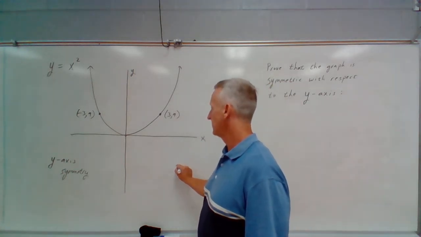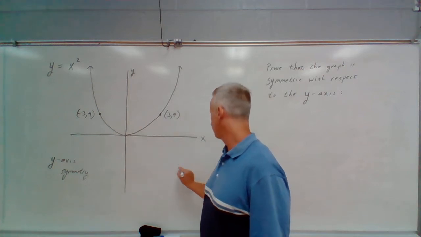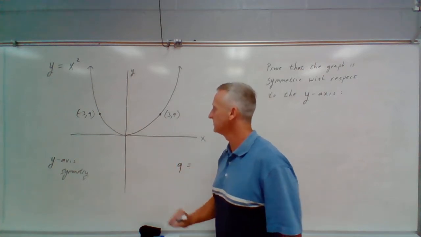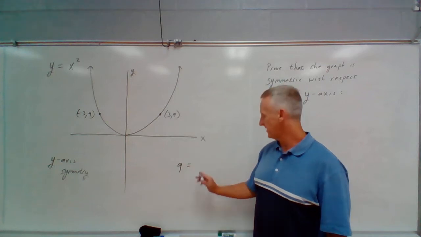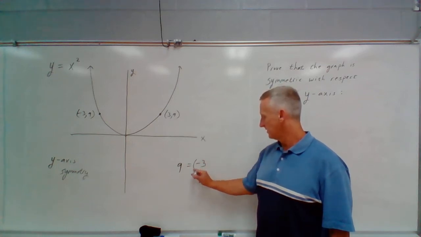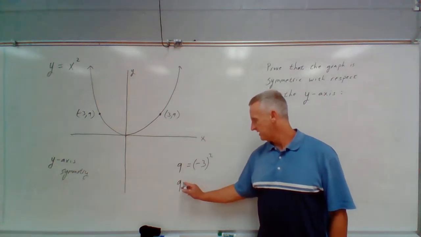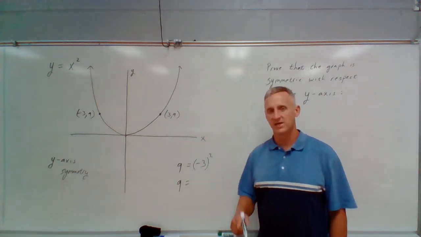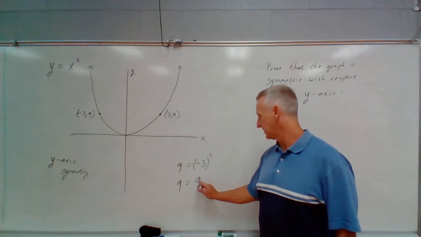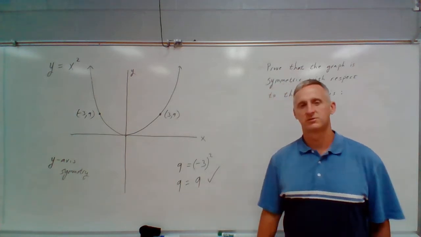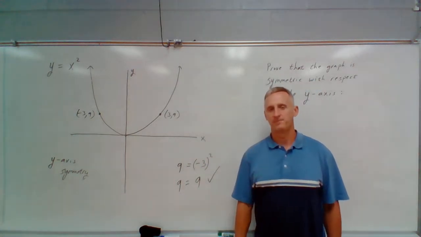All right, so if I plug the 9 in for y, I'll have 9 equals, plugging the -3 in for x, (-3) squared. So I have 9 equals, (-3) squared is -3 times -3, that's 9, and that's true. So it works for that point.